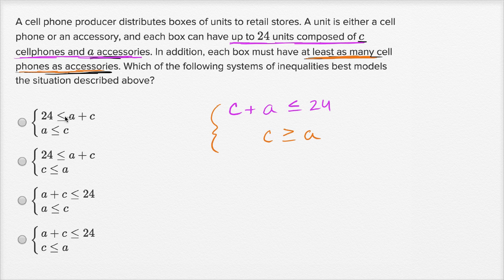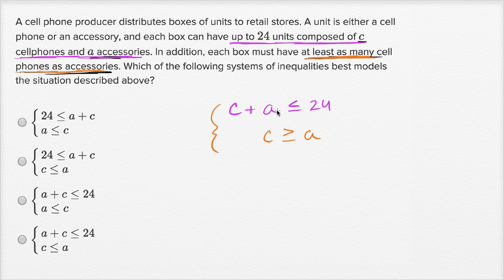So this one says 24 is less than or equal to A plus C. No, it should be the other way around. It should be 24 greater than or equal to A plus C. This is saying that A plus C needs to be 24 or above. But they say each box can have up to 24 units. They can't have 25 units or anything like this. So this is saying the opposite thing than what this is saying.